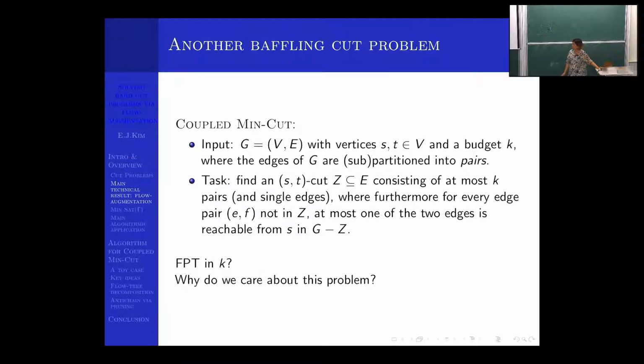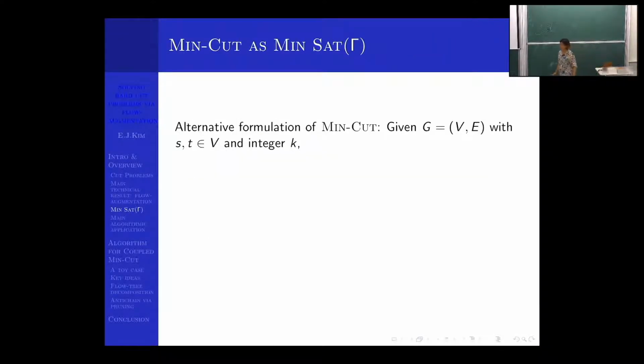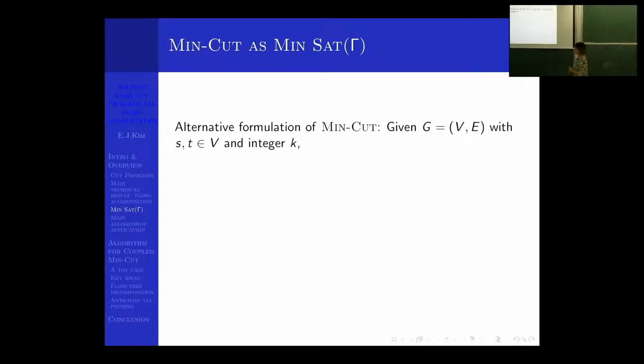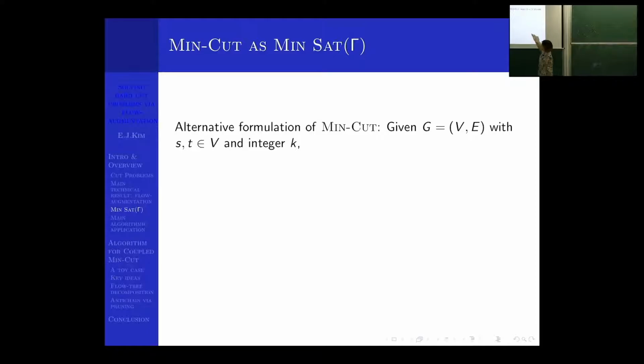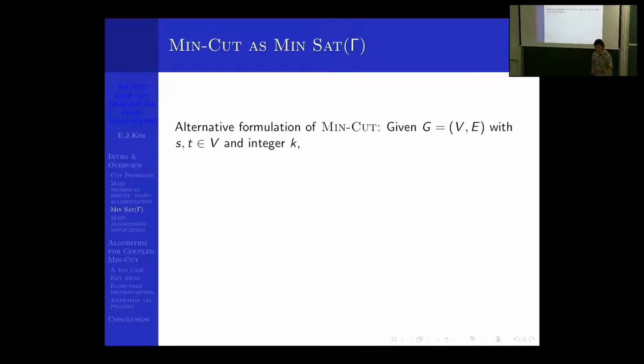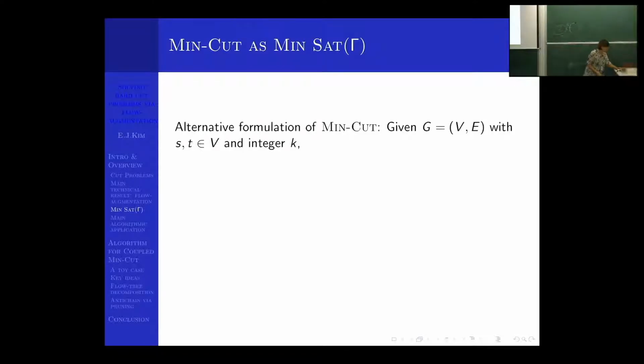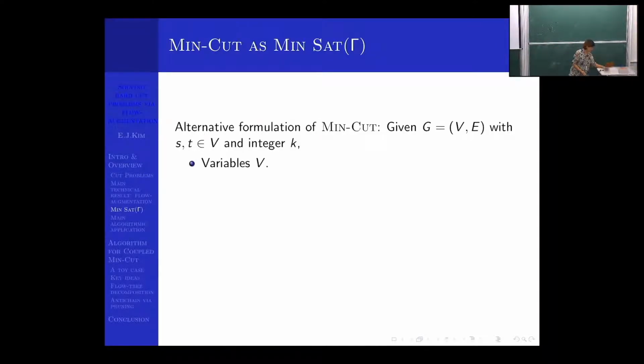And why do we care about this problem? Let me spend some time to convince you that it's worth caring about. For this we need to introduce what is called Min CSP Gamma. It's a constraint satisfaction problem, if you've heard of it, but you can think of it as an alternative way of expressing some combinatorial problems. So let's express min cut in a different way. You are given this min cut instance G and the source and sink S and T.